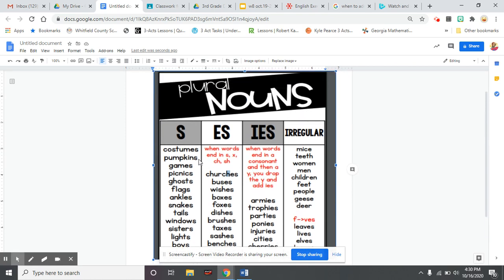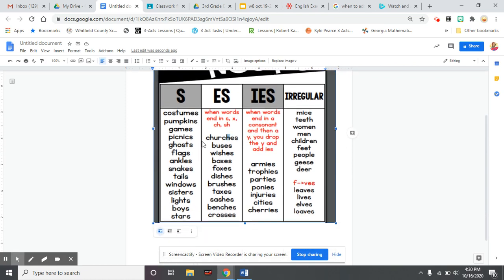So remember that most of our nouns are considered regular nouns, and for those nouns, we always just add an S to make it more than one. So one costume, two costumes, one pumpkin, two pumpkins, one game, two games, one picnic, two picnics, one ghost, two ghosts, one flag, two flags, one ankle, two ankles, one snake, two snakes, one tail, two tails, one window, two windows, one sister, two sisters, one light, two lights, one boy, two boys, one star, two stars.